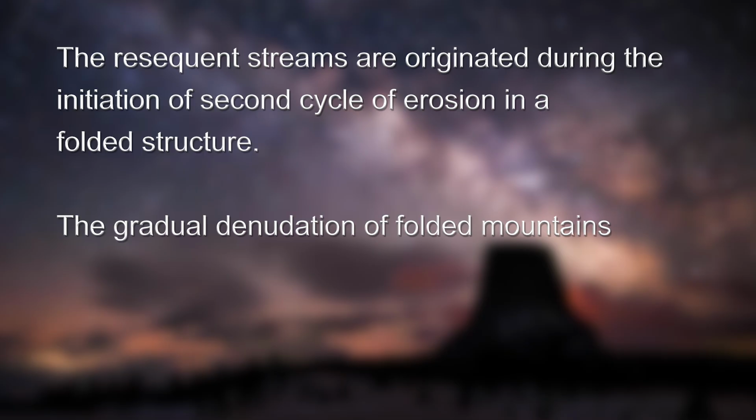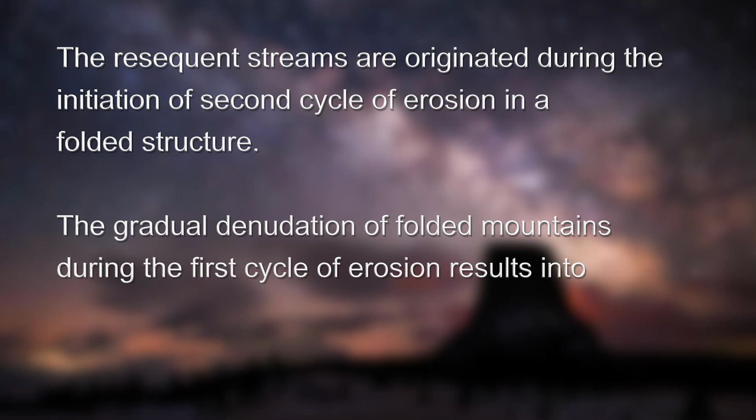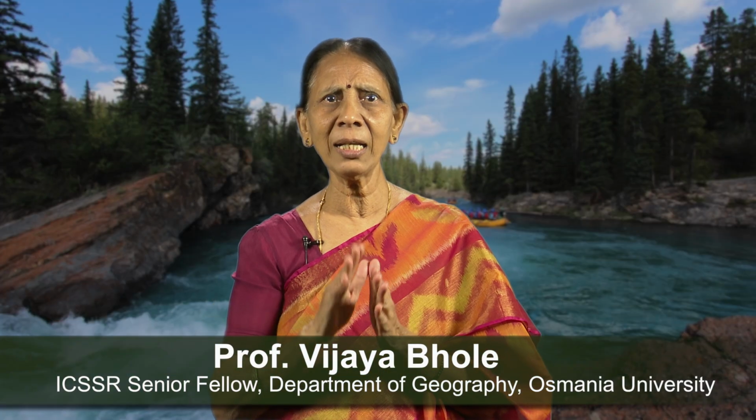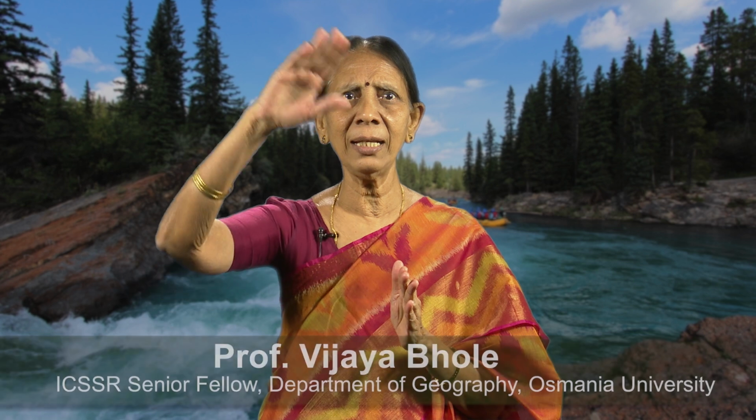The gradual denudation of the fold mountains during the first cycle of erosion results in inversion of relief. With the passage of time, the anticlinal ridges and synclinal valleys are converted into anticlinal valleys and synclinal ridges, respectively. Thus, the streams developed in the synclinal portion become resequent.